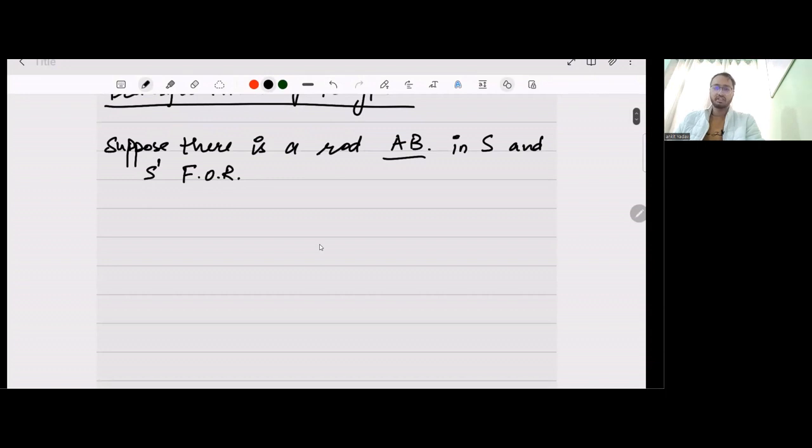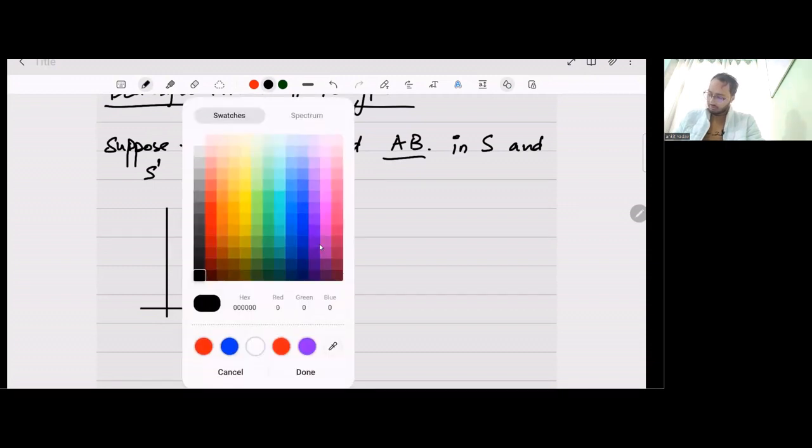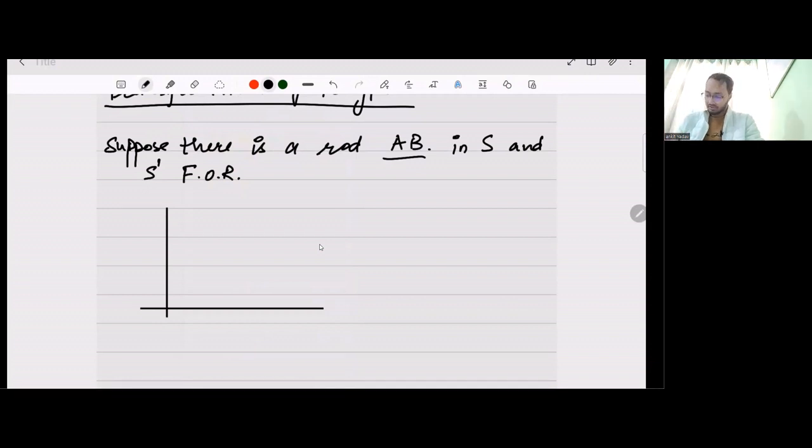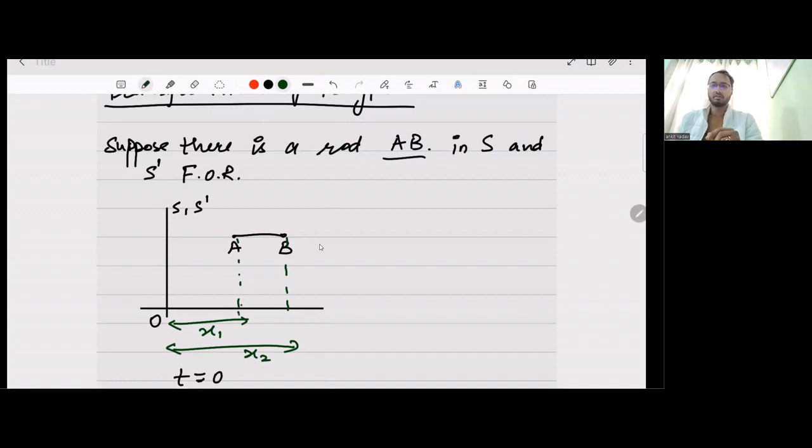Now let's make a neat diagram. At first, S and S dash are both at the same point at time t is equal to 0. This is the road AB. So the length of the road AB: this is x1, this is x2. Length of the road is x2 minus x1 on the x-axis. This is the x-axis.